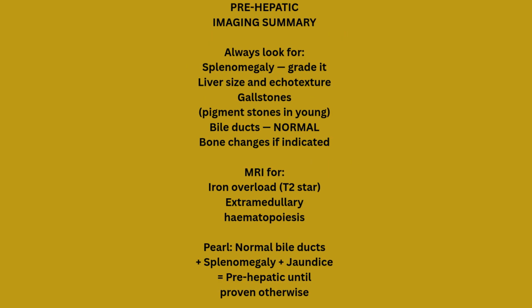Pre-hepatic imaging summary: always assess splenomegaly and grade it. Check liver size and texture. Look for pigment gallstones in young patients. Confirm normal bile ducts and order bone X-ray or MRI if clinically indicated. Normal bile duct plus splenomegaly plus jaundice equals pre-hepatic until proven otherwise.